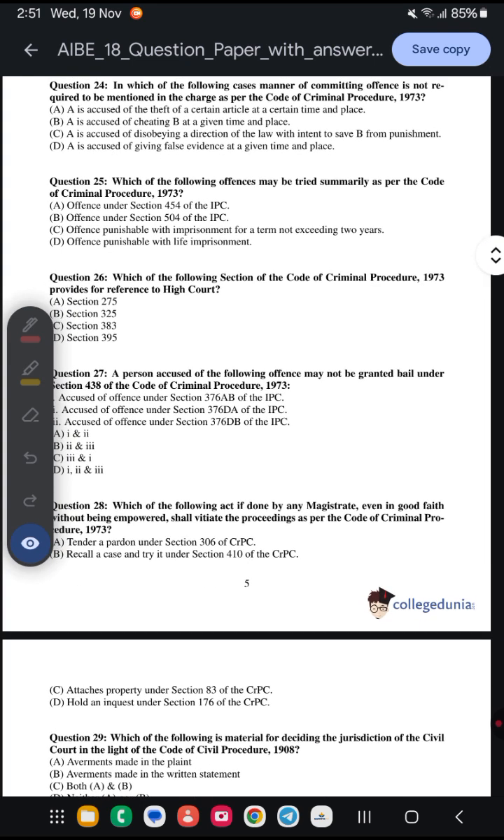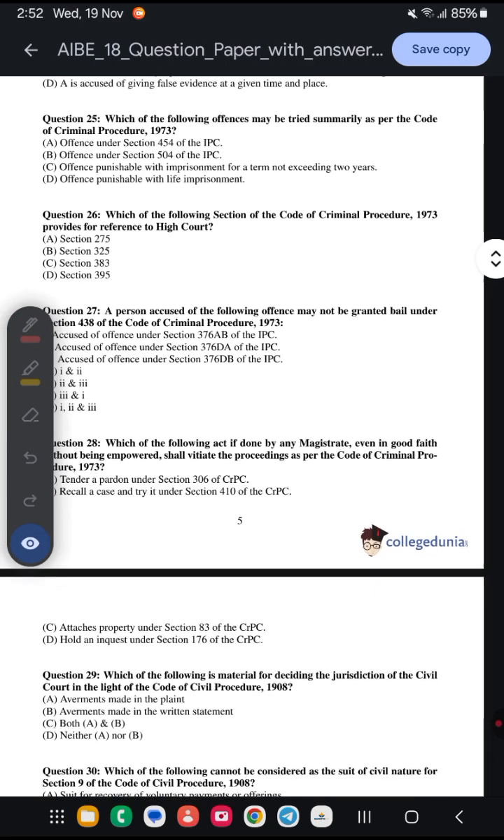Next, question number 25. In which of the following cases manner of committing offence is not required to be mentioned in the charge as per the CRPC? If we look into the options, first option, A is accused of theft of certain article at a certain time and place. So this is actually the correct answer, because details of the offence's manner are not always required. For theft of a certain article at a certain time and place, you will not know sometimes. A is the correct answer. Next question is question number 25.